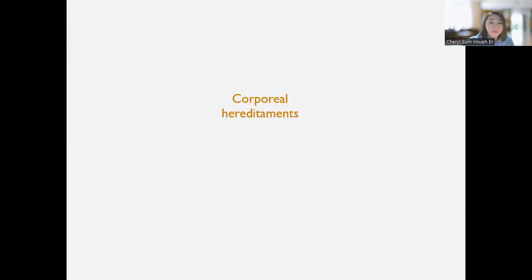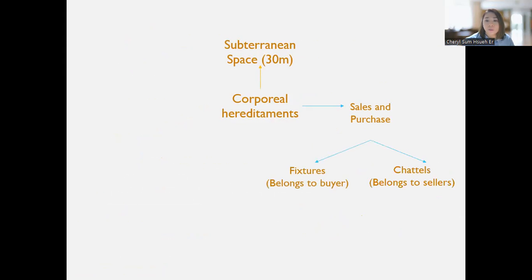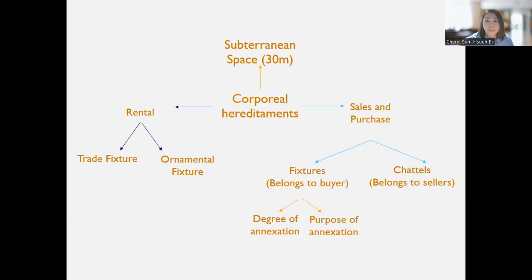Okay, now corporeal hereditament talks about a couple of things: tangible items, right? Subterranean space ownership up to 30 meters. Not only that, when we talk about sales and purchase, fixtures, chattels, right? Now, fixtures, in order to determine then, we have two tests of annexation: degree of annexation and purpose of annexation. When it comes to rental, trade fixtures, ornamental fixtures, okay, these things generally belong to the tenant unless otherwise stated. But these are some of the keywords for corporeal hereditaments.